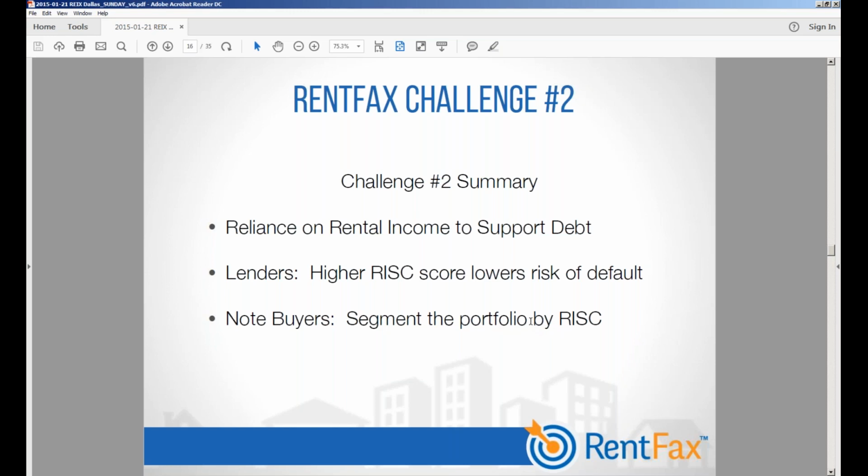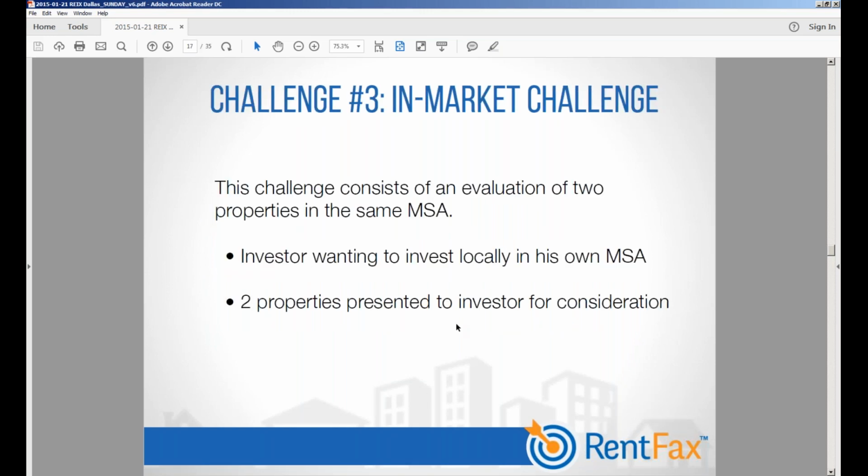So moving on to our next challenge, now we're going to bring it down to the investor level, or bring it up to the investor level, however you want to look at it. This particular example is an investor who wants to invest locally in his own MSA. And so a lot of people say, look, Shane, I know my own backyard. I don't need tools or anything to really help me.